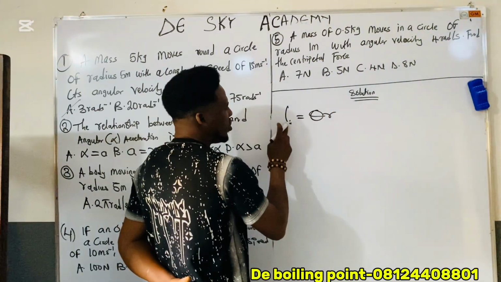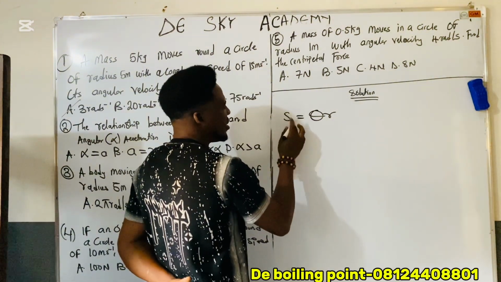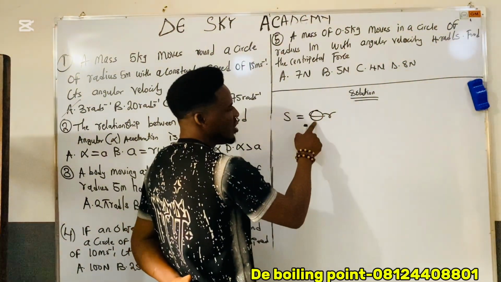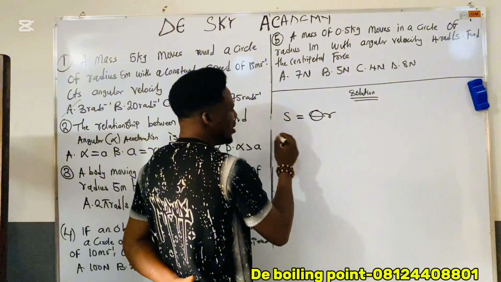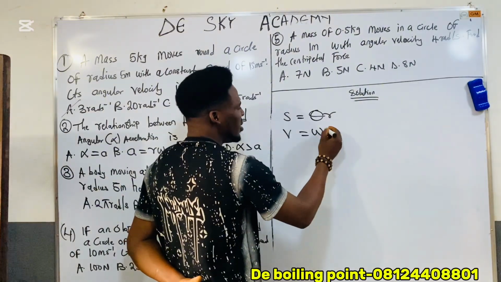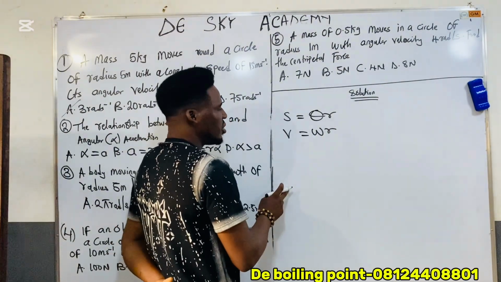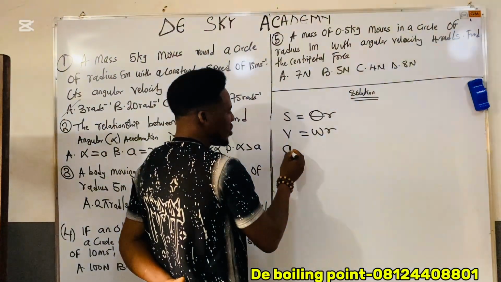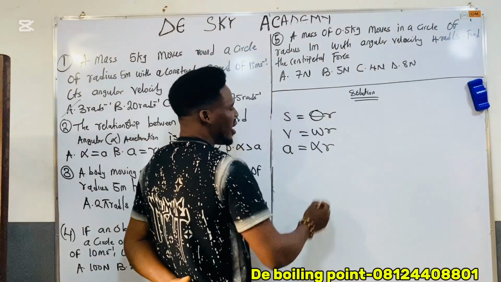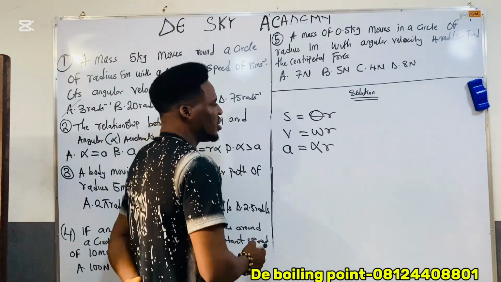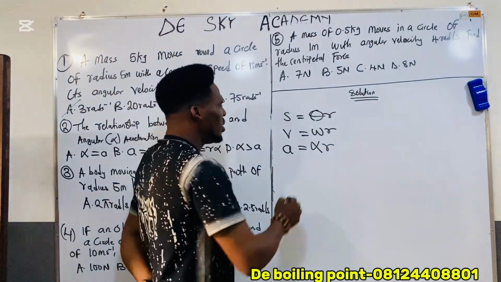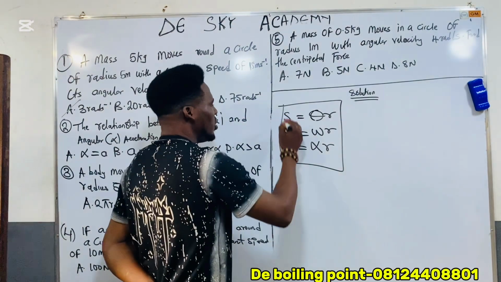So some will not use it as L, some will use it as S. It's still the same thing. Linear displacement is equal to angular displacement times R. Linear velocity is equal to angular velocity times R. These are the relationships. The linear acceleration is equal to angular acceleration times R. So anything angular, times it by R, is equal to the linear. So this is the relationship between all of them.